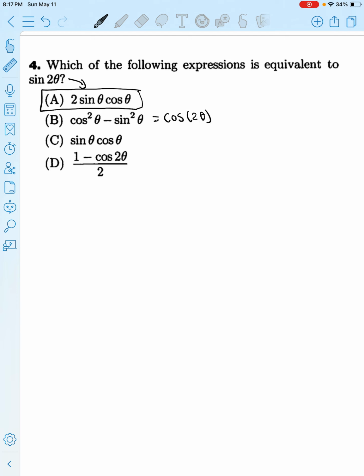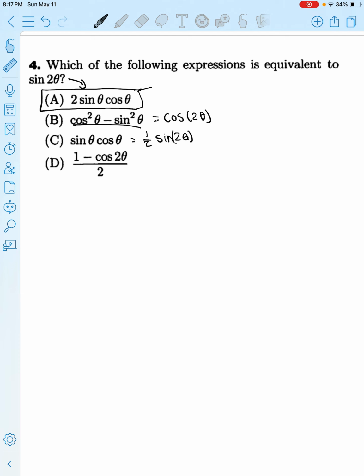Okay, so this one is sine 2 theta, this one is cosine 2 theta. So what is sine theta cosine theta? Look at this one. Sine 2 theta is 2 sine theta cosine theta. How can we remove this 2? So it's going to be half sine 2 theta. That's probably the only one that you're going to use your mind to do instead of remembering it.